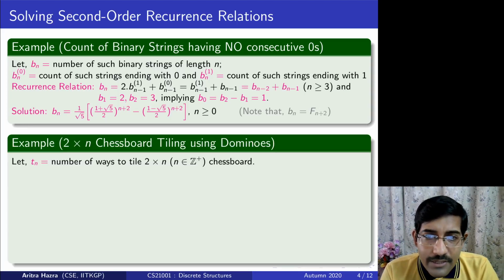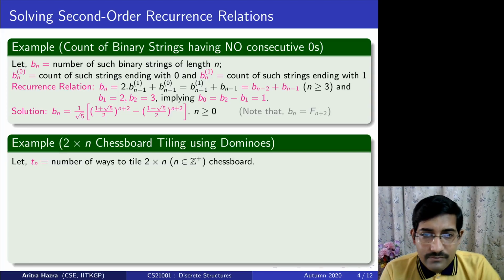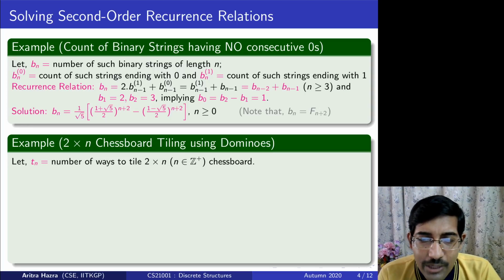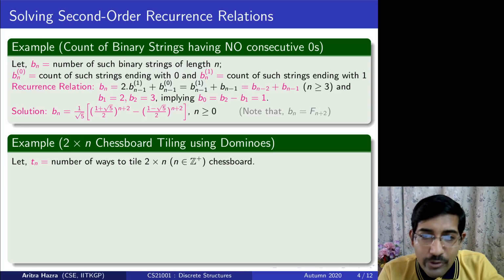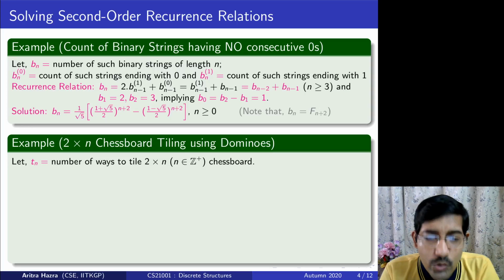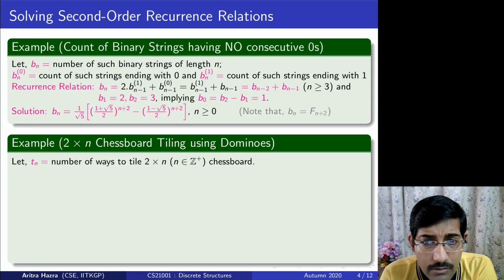Let us try to see another example. How many ways can you tile a 2 cross n chessboard with dominoes? A 2 cross n chessboard means you have 2 rows and n columns. N is a positive number.